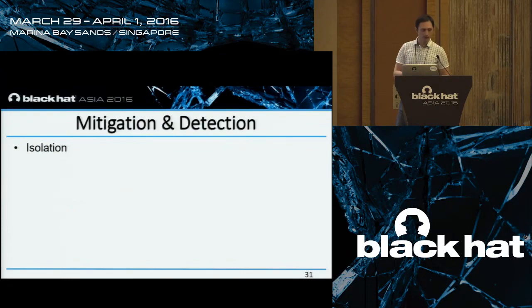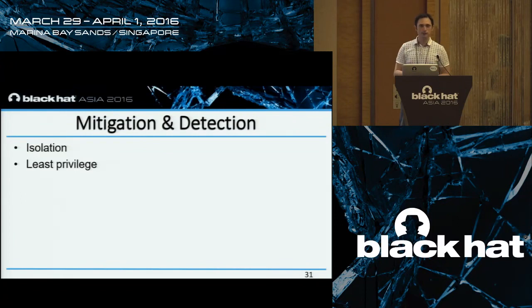So for mitigation and detection, the first thing we can do is isolation. It is very important, and now the modern extension architectures introduced very good isolation. For Firefox, they haven't migrated yet, but probably they will. But isolation also does not completely solve the problem, so there are other things that we need to do.